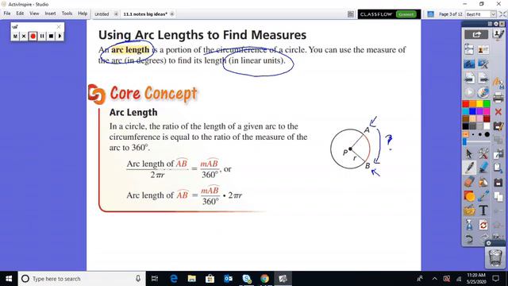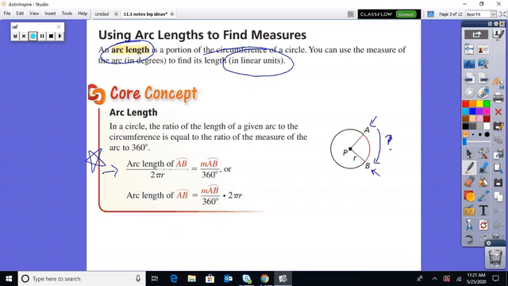The measure of an arc is in degrees, and the length of an arc is in feet or inches or meters or something like that. All right, so now the formula comes from right here. In a circle, the ratio of the length of a given arc to the circumference is equal to the ratio of the measure of the arc to 360. It's a lot of words here, but it should be pretty simple. But here's where the formula is derived.